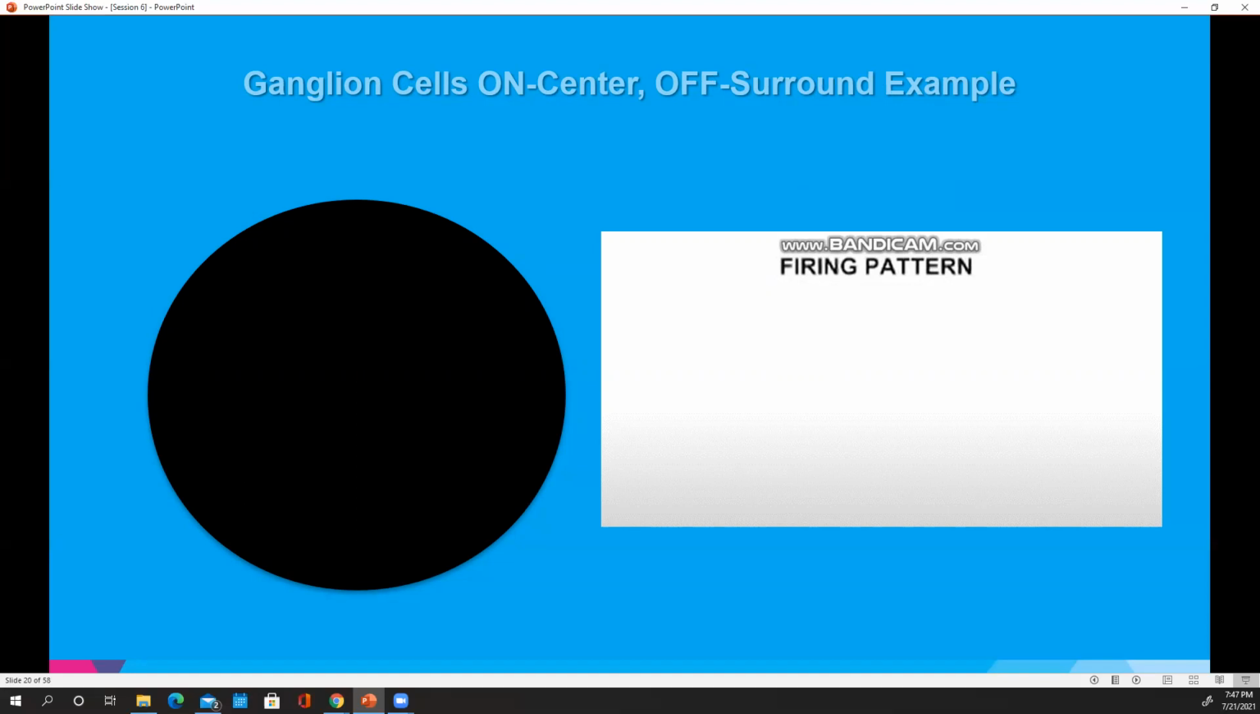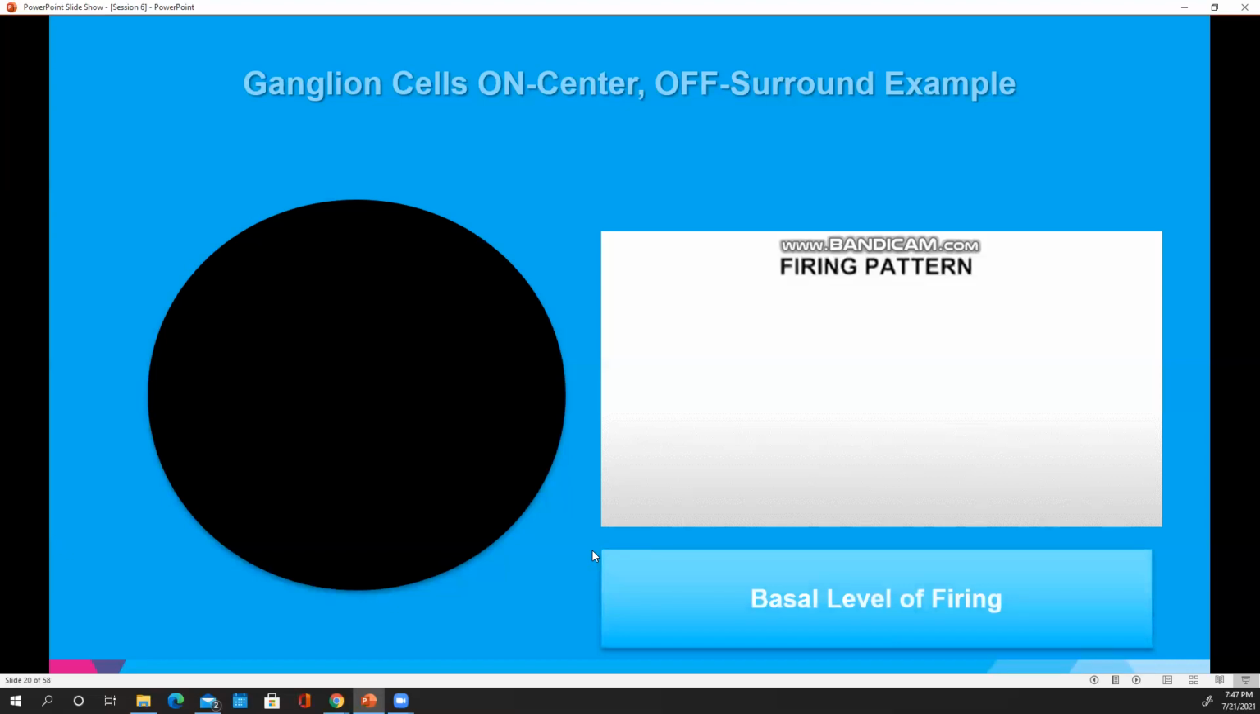The left side is basically the light I'm shining, okay? So right now I'm not shining anything. It's going to be an annulus kind of situation where I shine a light on the center, then I shine a light on the annulus, and then I turn off the annulus. The annulus is going to be the surround, and the center is going to be the center. So let's try the first one, okay?